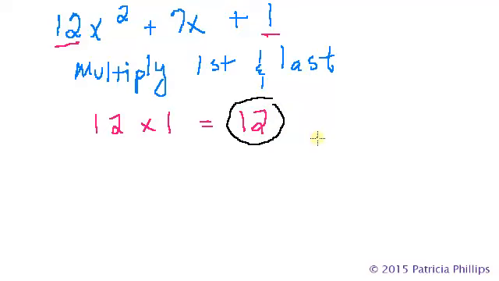Okay, so we need factors of 12 that are going to be added. We have a plus sign right in front of our last term, so we're just looking for factors that we can add this time that will equal 7. And I am thinking of 3 times 4.